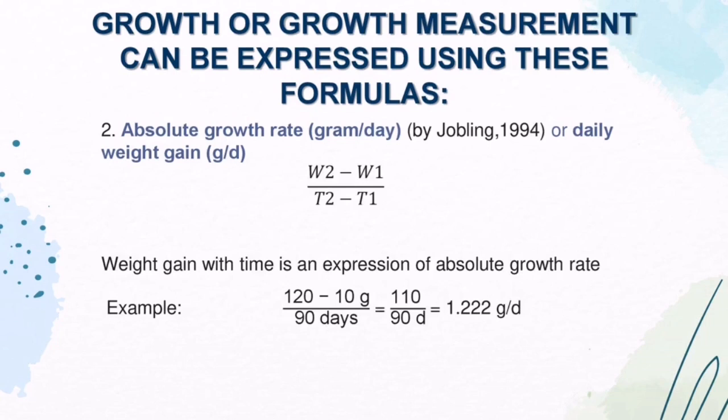This second formula is pretty similar to the first one, but with an addition of T2 and T1, which is expressed as day. The weight gain with time is an expression of absolute growth rate. Example below is 120 grams subtracted by 10 grams, and is then divided by the time, where T is equal to 90 days. The result of this formula is 1.222 grams per day. So the actual absolute growth rate obtained from juvenile milkfish ranges from only 3 to 5 grams per day, and from the new strains of Nile tilapia, which ranges from 1.5 to 3 grams per day.